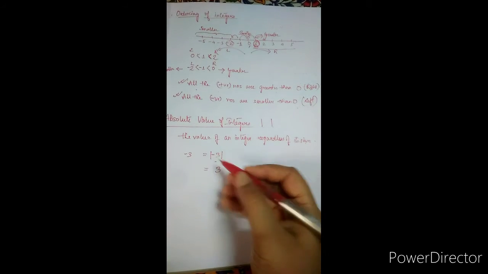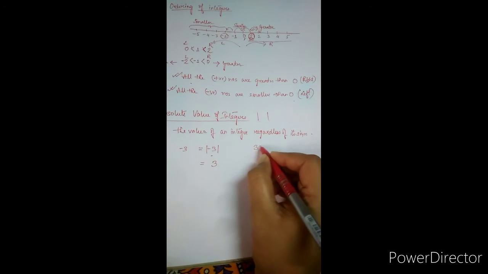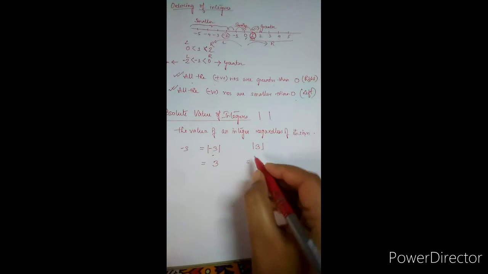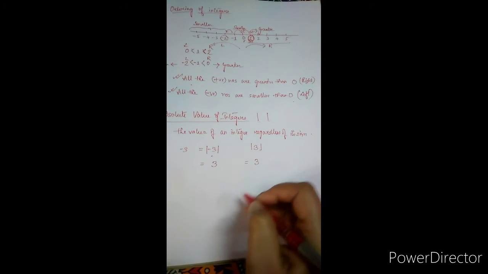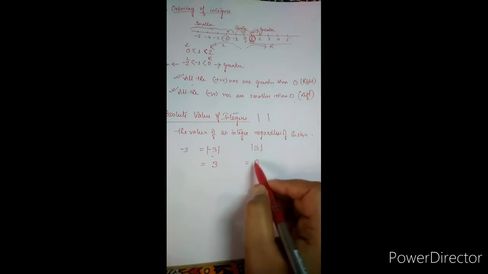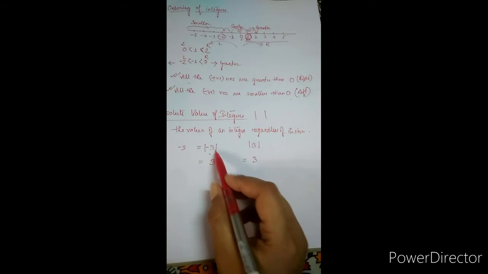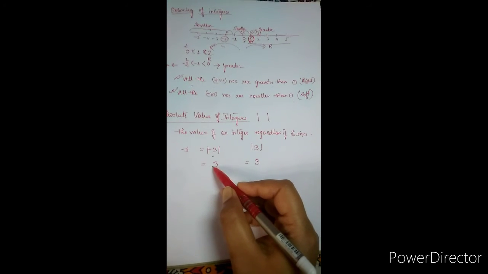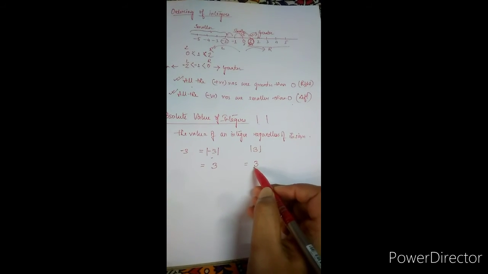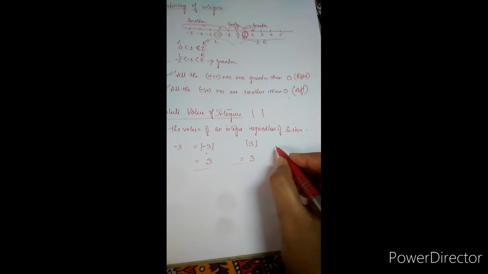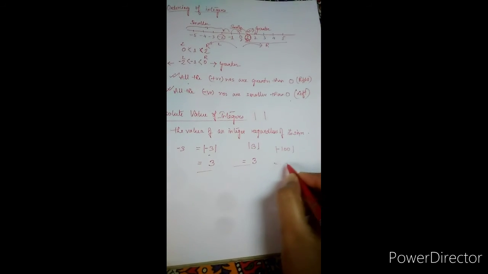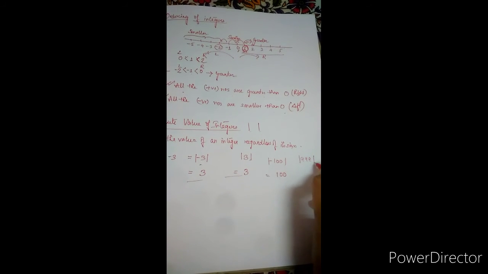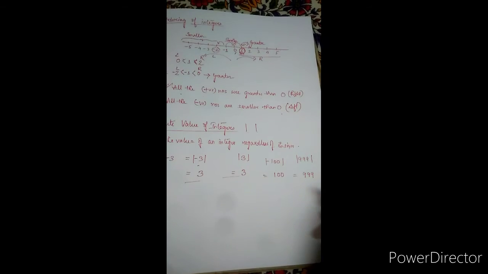Only negative. Now if I tell you to find the absolute value of 3, here you don't have any negative sign, so the absolute value of 3 will be only 3. Plus 3 will not change into minus 3, but minus 3 will change into plus 3. Means a negative sign inside the bars will change into positive, but positive will remain positive as it is. So this is called absolute value. If I take minus 100, the absolute value of minus 100 is 100. The absolute value of 999 is only 999.